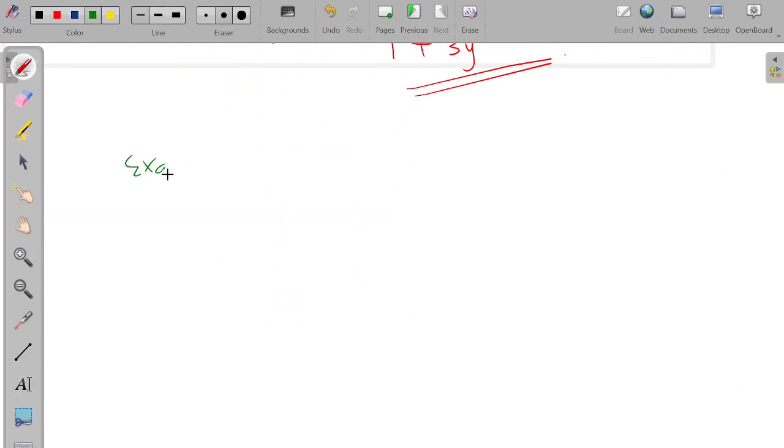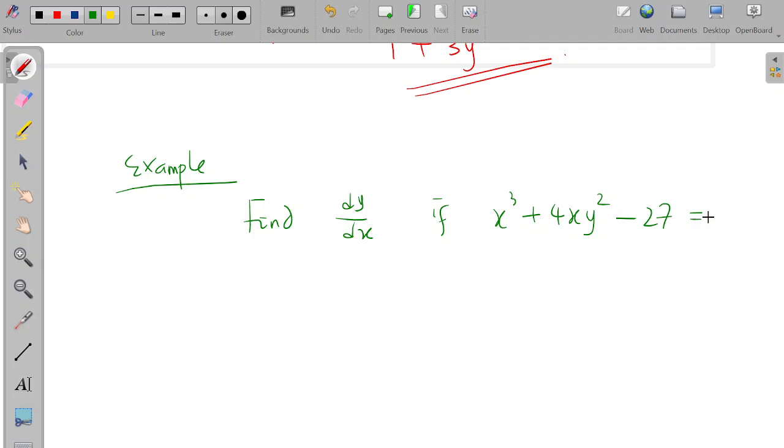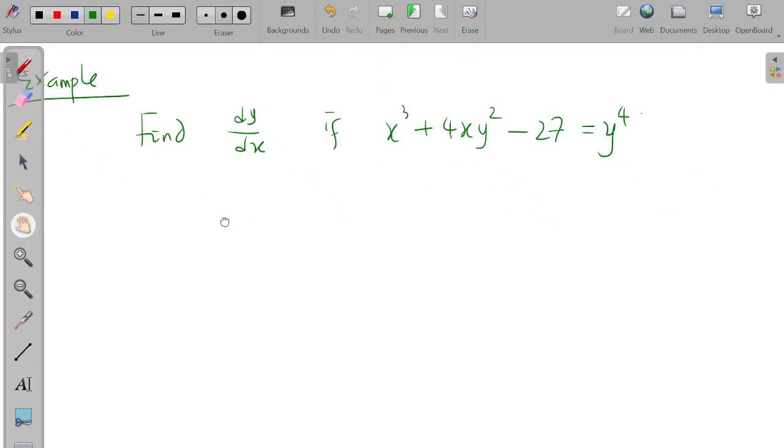Let's do a second example. Find dy over dx if x cubed plus 4xy squared minus 27 equals y to the power 4. Okay, so this is very important. Please ensure that you understand.